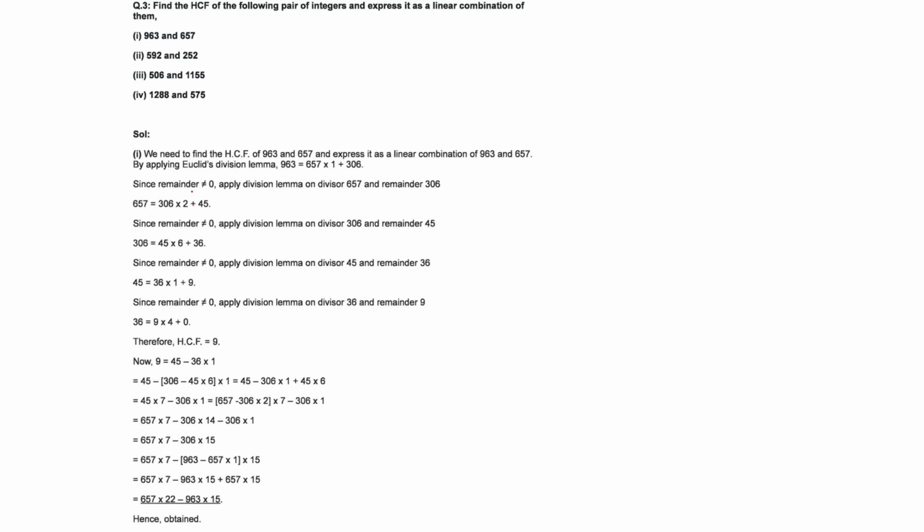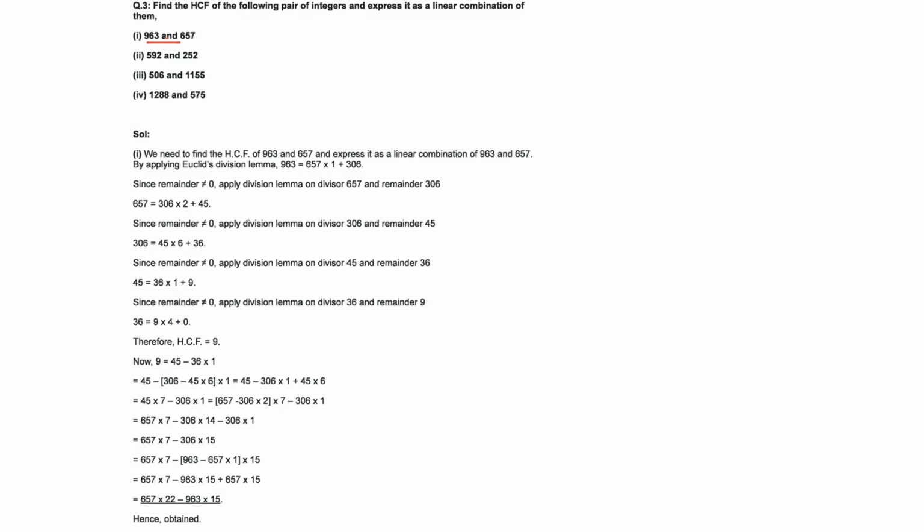This is the third question: find the HCF of the following pairs of integers and express it as a linear combination of them. So here we will be backtracking. Backtracking means we are going to find out the HCF, then the steps have to be followed backwards in order to represent it in the form of a linear combination. I'll tell you how to do this. We'll take an example of 963 and 657. I'll just show you here how this is done, then I'll explain how to write them in the form of linear combination.